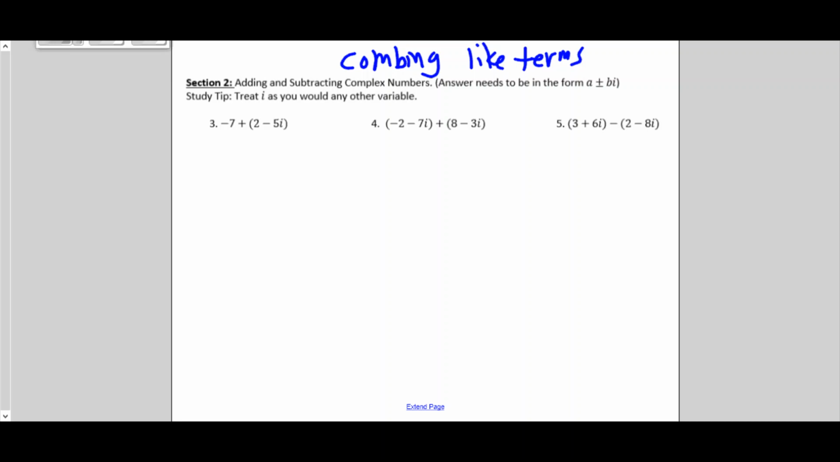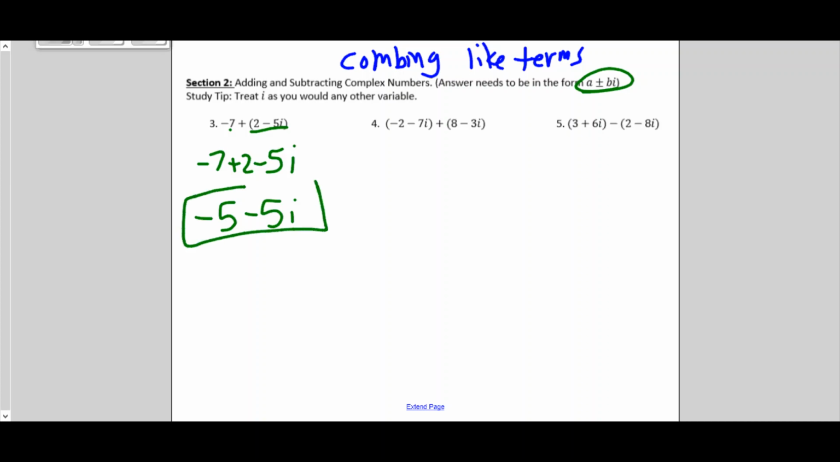So in example 3, I have negative 7 plus 2 minus 5i. Well, I'm adding negative 7 to that set of parentheses, so I can just remove it. This would be negative 7 plus 2 minus 5i. And then I'm going to combine like terms. So the things without the variable can be added. So negative 7 plus 2 is negative 5. And then I have my minus 5i. And I'm making sure to leave my answer in the form a plus or minus bi. So my i has to come second because this is a complex number.